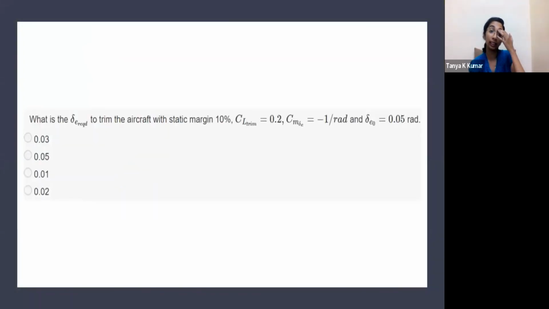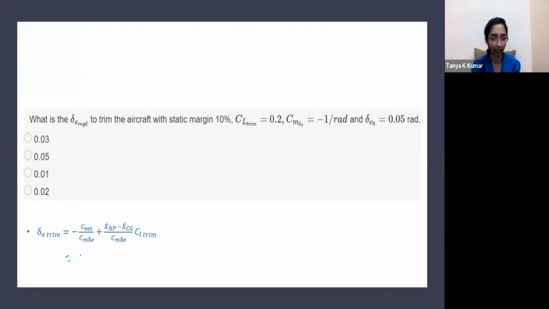Next, what is the delta E required to trim the aircraft with a static margin of 10% given CL trim, delta E naught and CM delta E? Can you do this question? This doesn't involve any of the maneuver components to calculate the delta E required. This question, we know the standard equation for delta E trim.